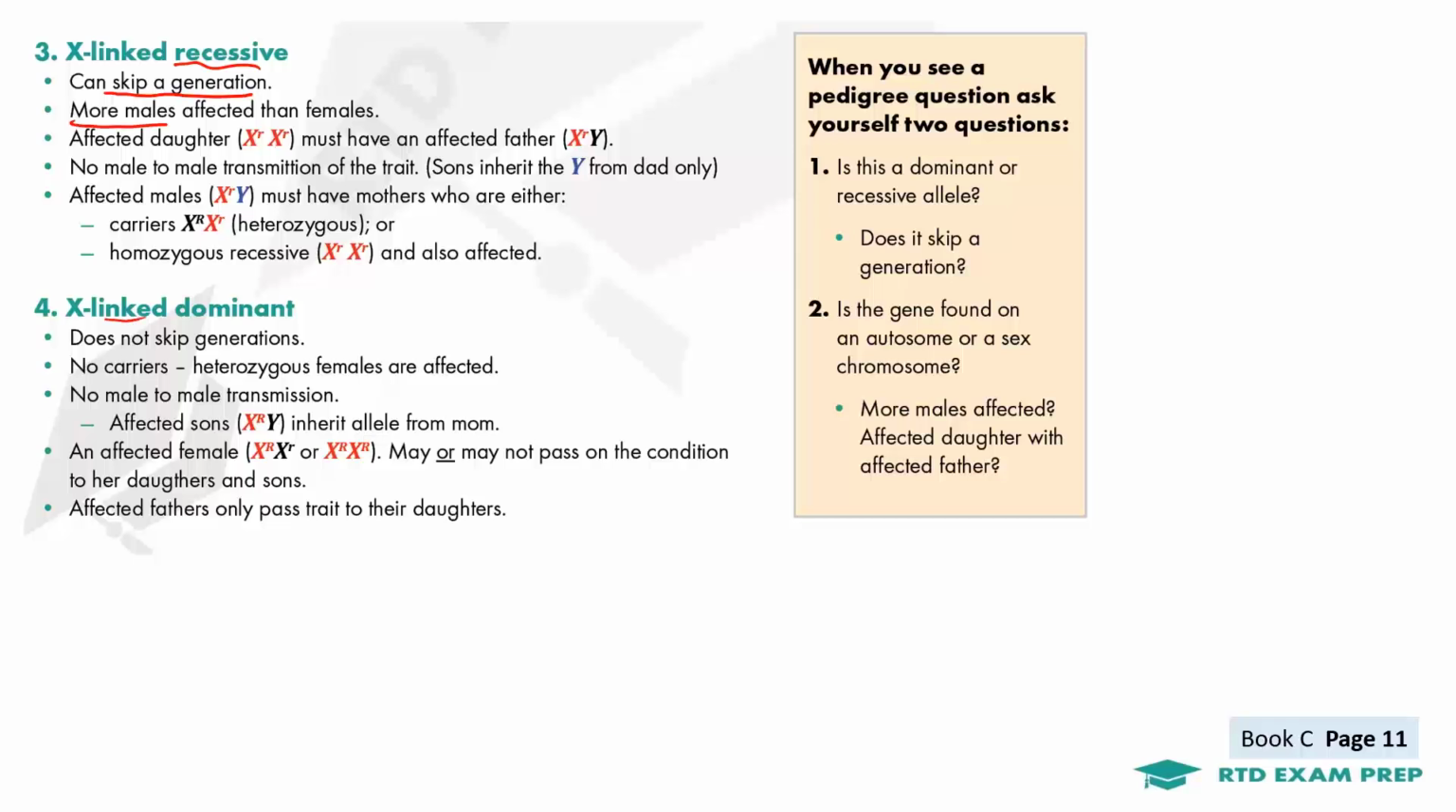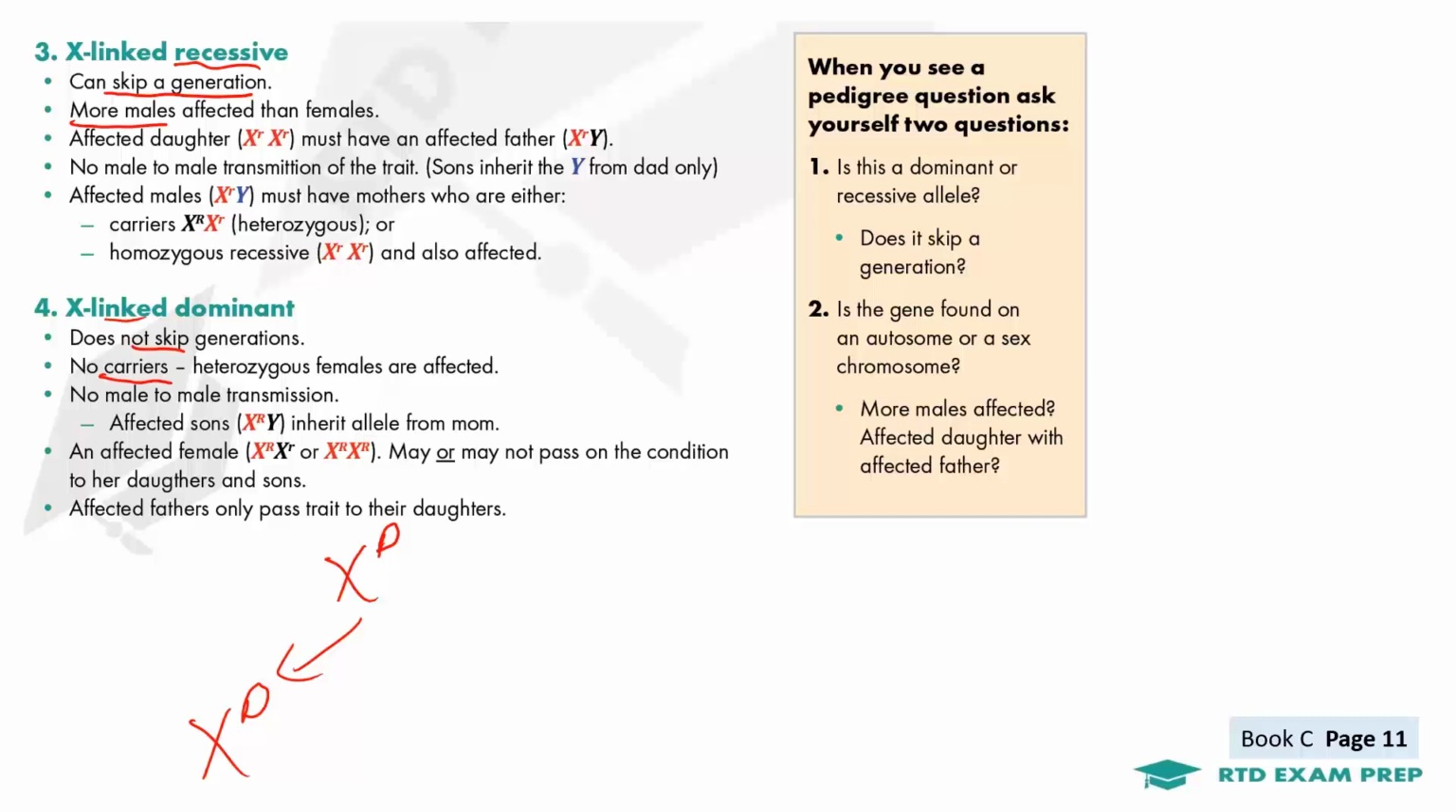Once again, with X-linked dominant, no skipping of the generation. A female cannot carry a dominant trait, she'll express it, and no male-to-male transmission because nothing is carried on the Y chromosome. An affected father, so remember, it's a dominant disease, will always pass it on to his daughter because he's going to be giving the X with the disorder.